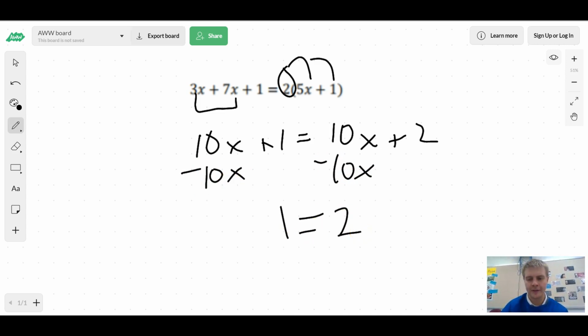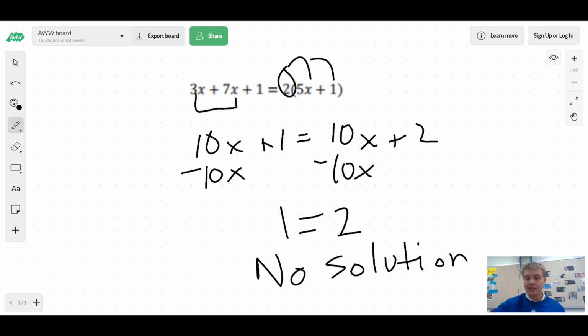And you should look at that and go, nope. So put no solution. Anytime you get something that doesn't match up, it's no solution. If you would happen to get 2 equals 2, then that's an all solutions case. But in this one, 1 doesn't equal 2, so no solution.